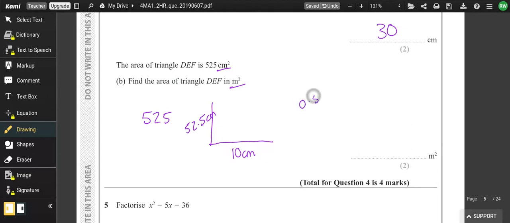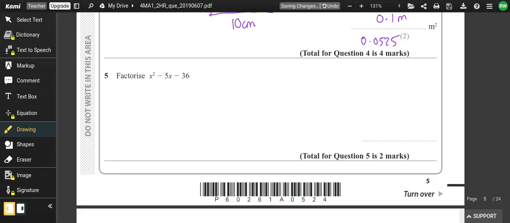So if I change both of those into meters, I have 0.525 meters and 10 centimeters was 0.1 meters. Okay, so changing centimeters squared into meters squared, we're dividing by 100 to turn it into meters, but it's meters squared, so we're going to divide by 100 squared. It's up to you how you want to look at that, but this was 0.0525 meters squared.